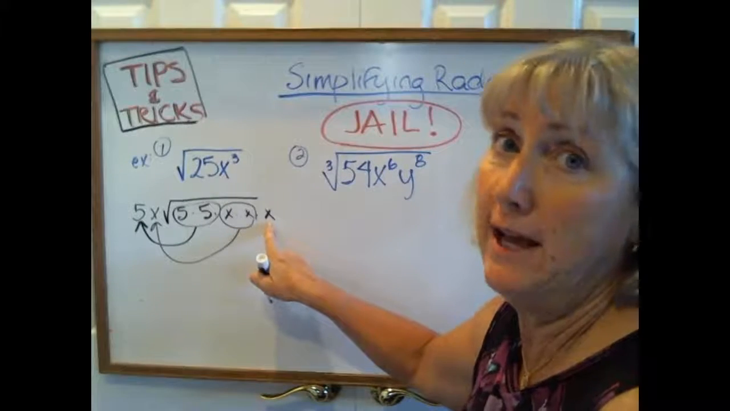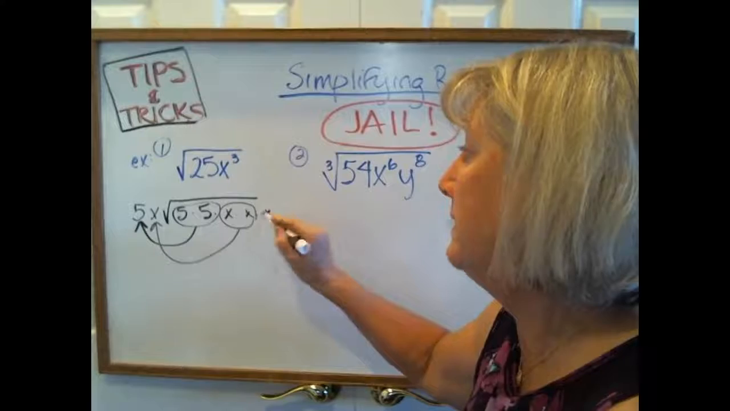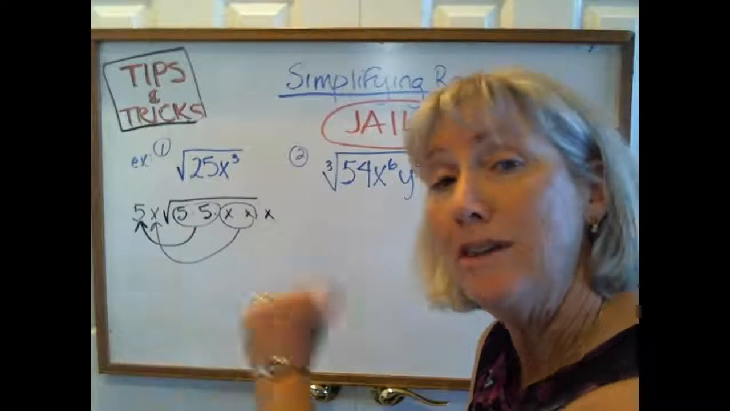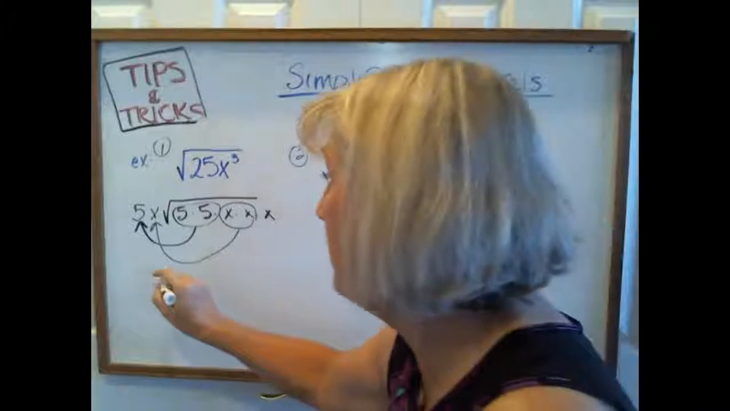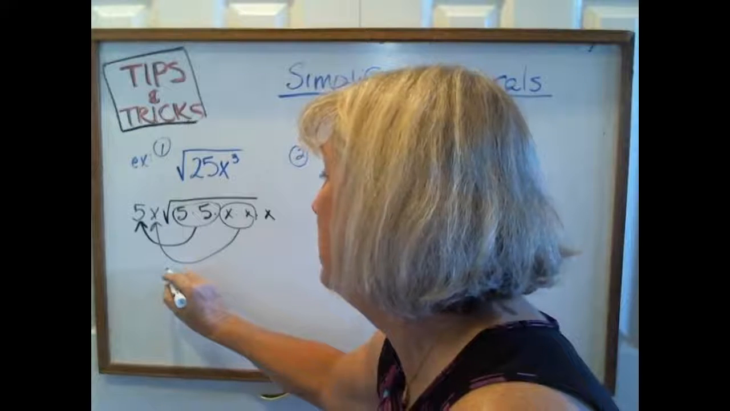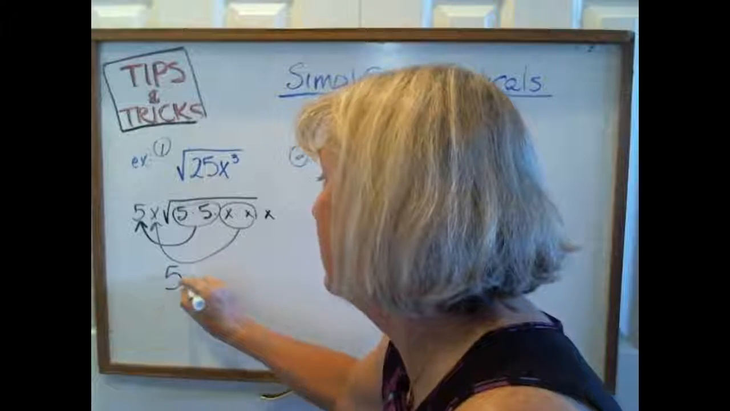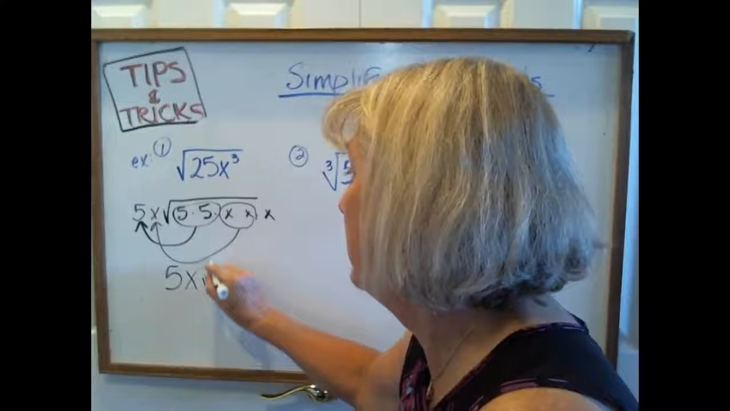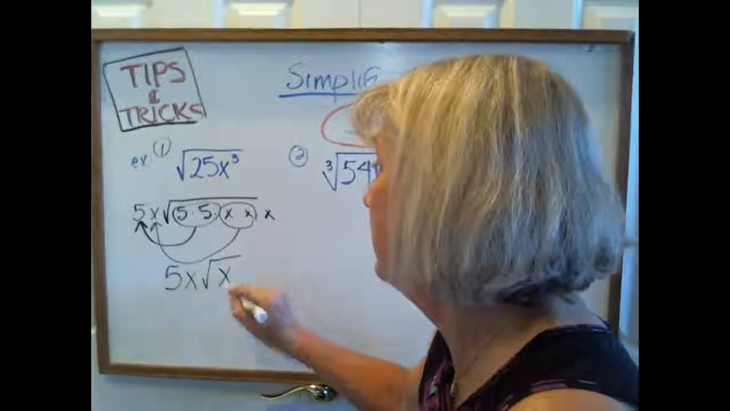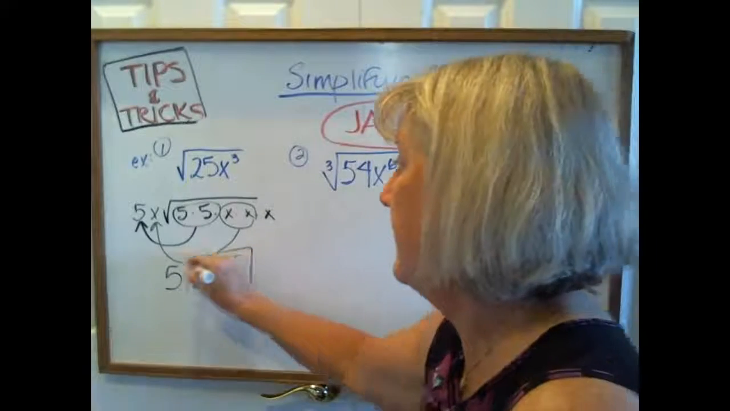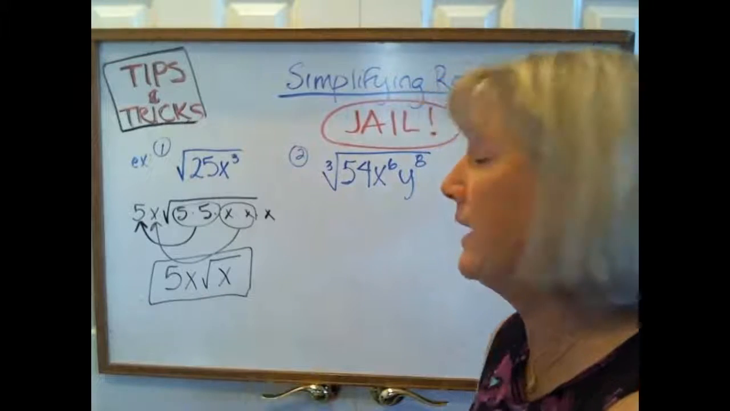But this poor little x in here is left all by himself without any friends. So he's stuck in jail. So our final answer for this one would be 5x outside of the radical, square root of x. And that would be simplifying the radical.